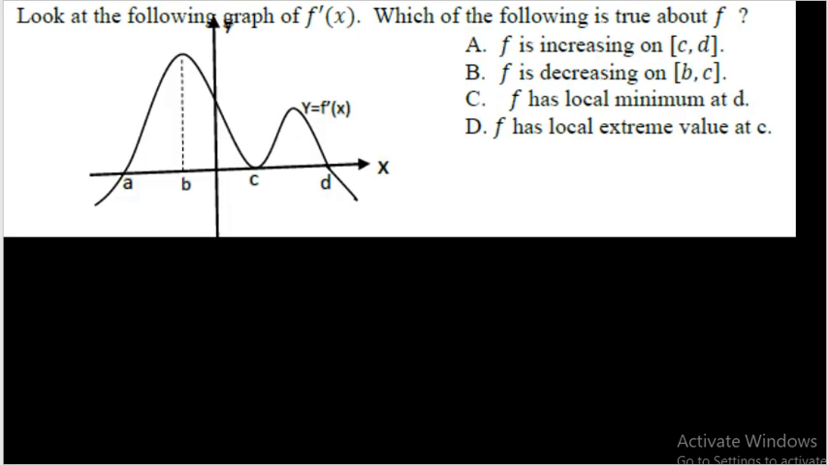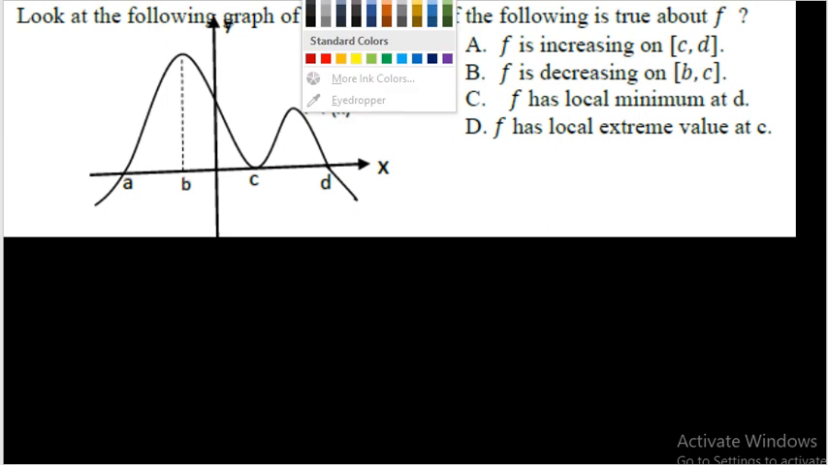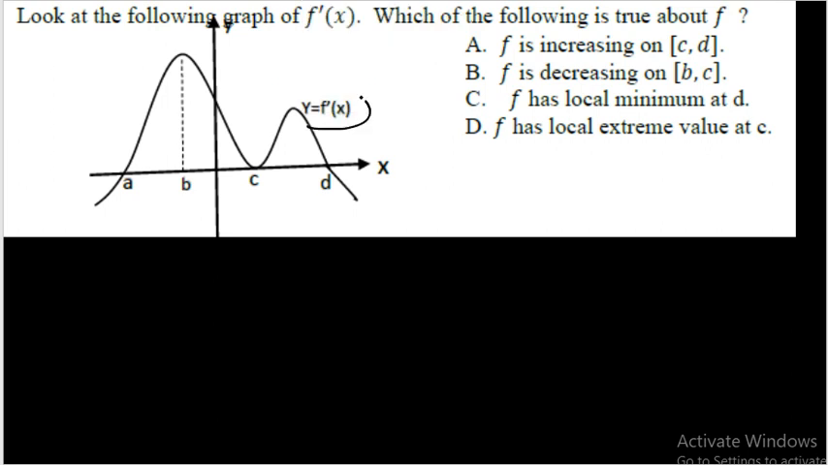Okay, next one, we need to find using the figure which of the following is true about f of x. But the graph given here is the graph of the derivative. It says here y is equal to f derivative of x. So remember, when you see the choices, it's talking about increasing, decreasing, local maximum, and extreme values, those things.